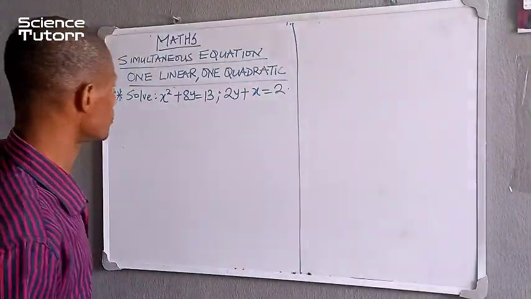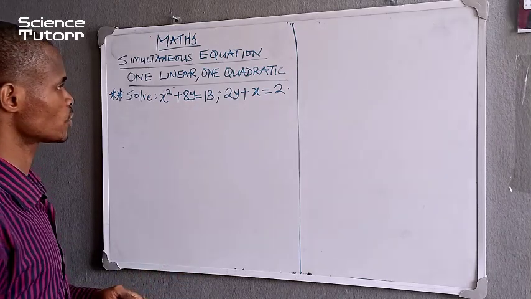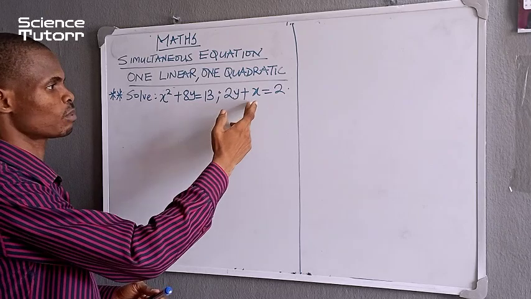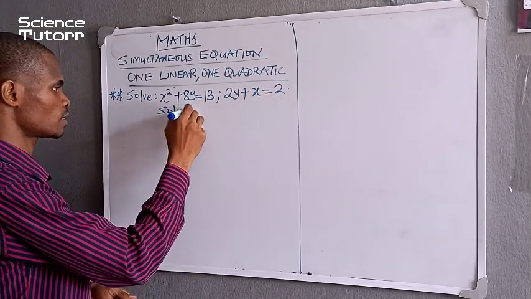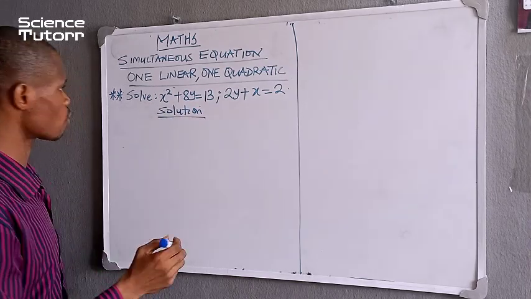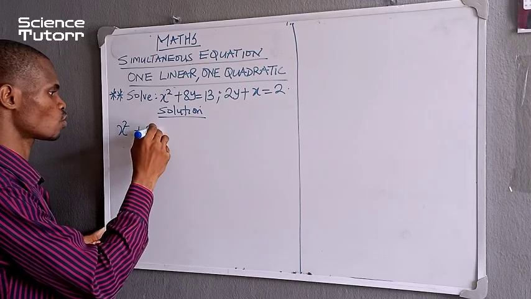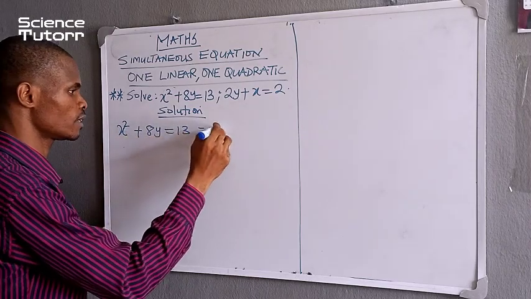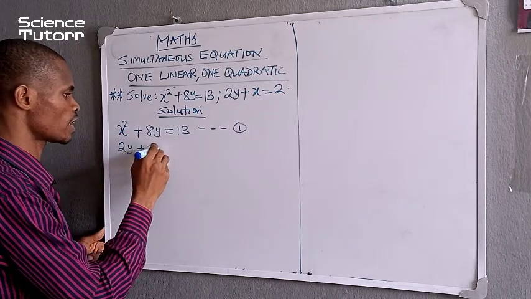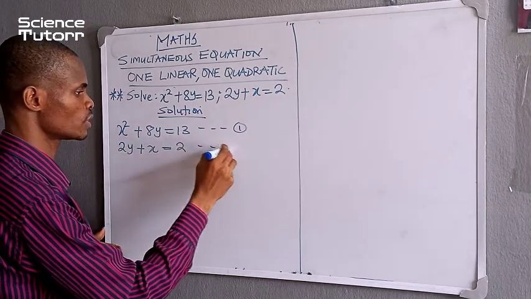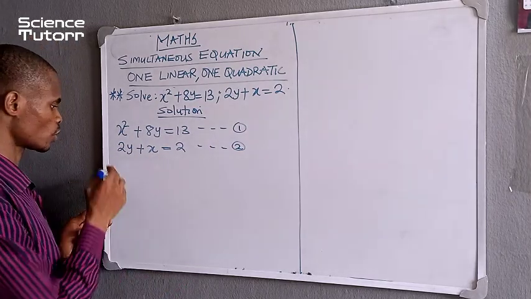So we have a question on the board. x squared plus 8y equals 13 and 2y plus x equals 2. So let's solve this one linear, one quadratic and see how it goes. So we start by saying x squared plus 8y equals 13. This is equation 1. We have 2y plus x equals 2. This is equation 2.